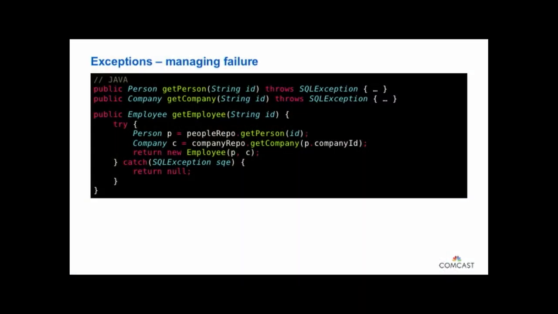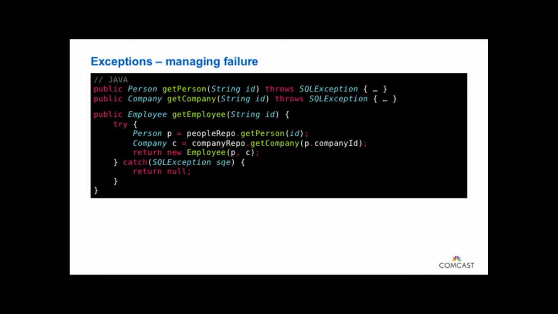And then the last exercise here is that we have two methods, one that loads a person out of a database and one that loads a company out of a database. They both throw SQL exception, right? And we see this in this try-catch block here. If the first method fails, we go into this catch block, we exit abnormally. If the second, getting the company, fails, we exit abnormally. And then we go into this catch block and we have to do something with it.